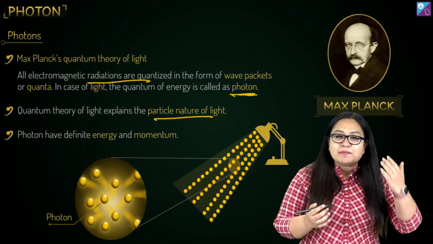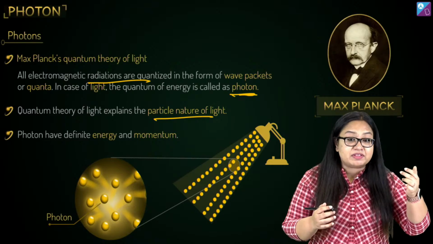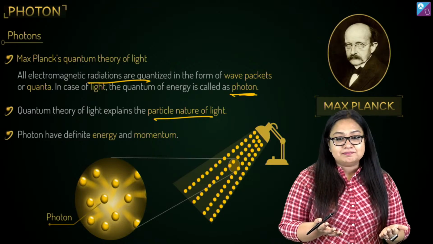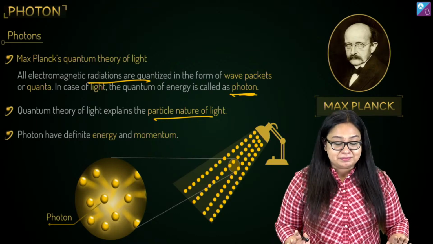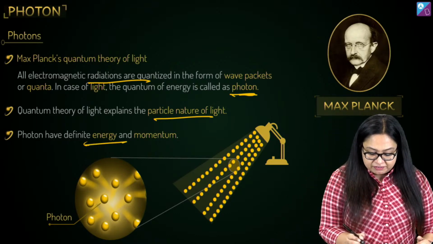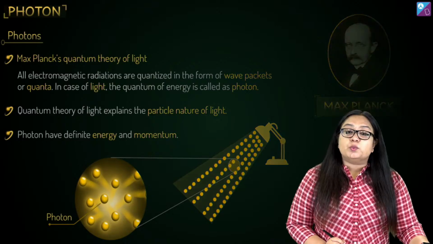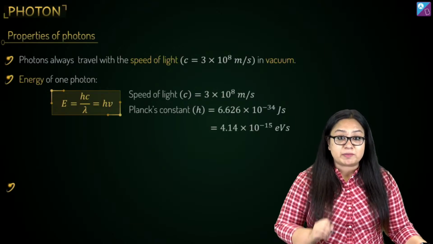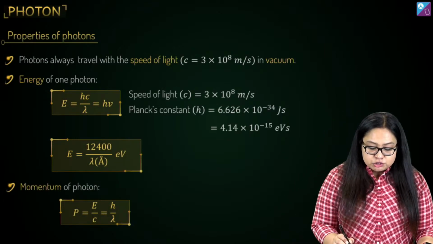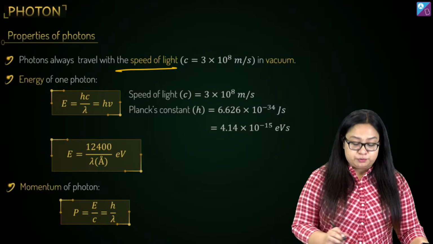Now think about it, imaginary. If these particle-like energy packets are traveling with a certain speed, yes, they are going to have energy and they are going to have momentum. Of course, photons have definite energy and momentum. We understand that much. We have also learned what the energy of each photon is and what the momentum of each photon is, right? So all photons always travel with the speed of light in vacuum.